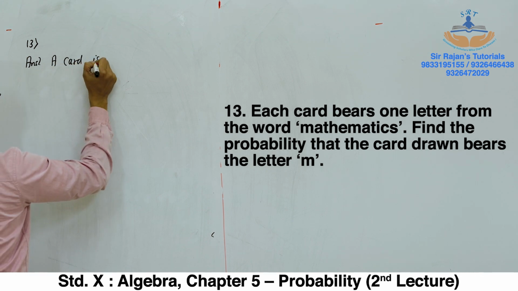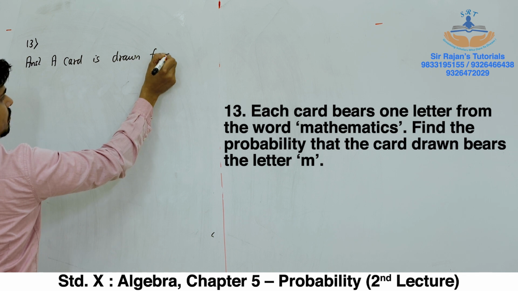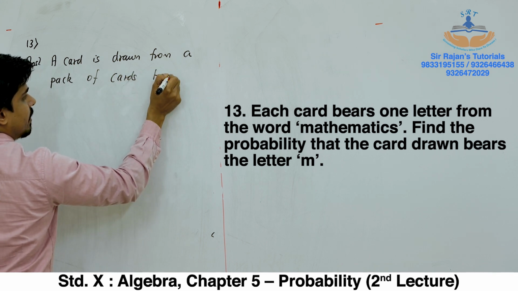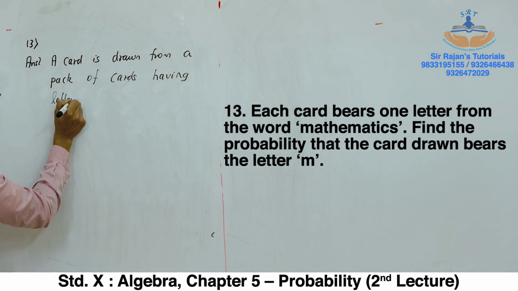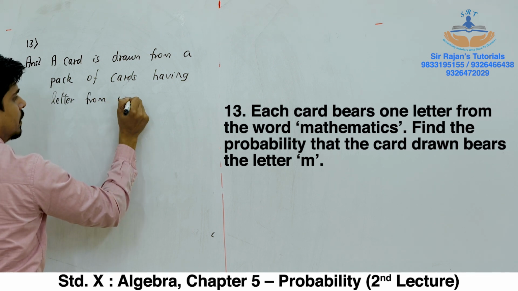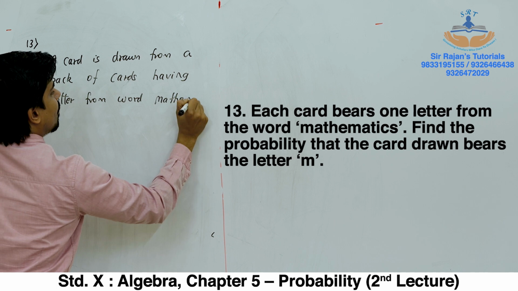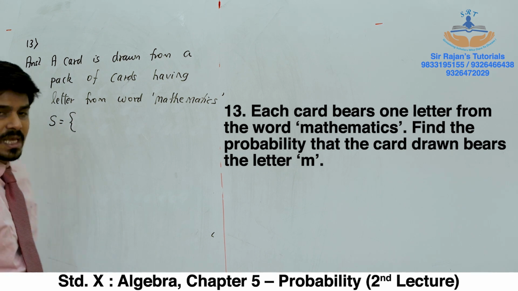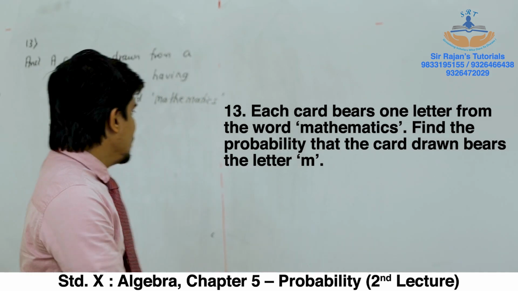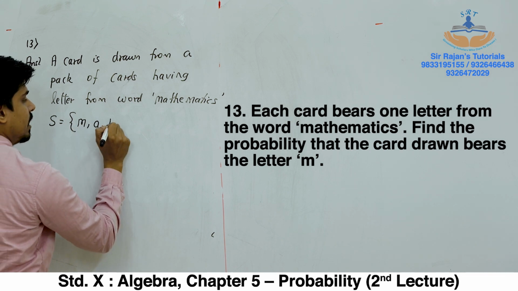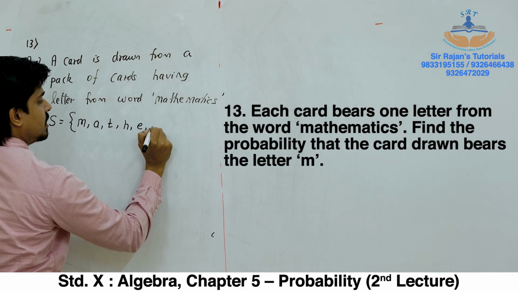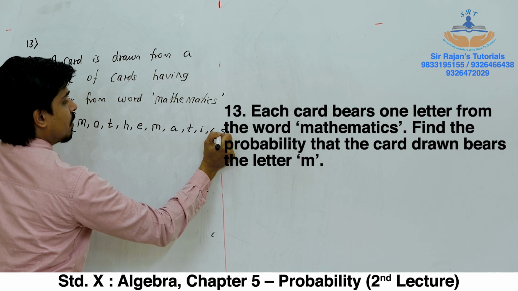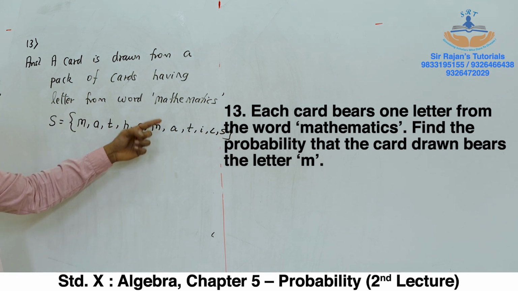A card is drawn from a pack of cards having letter from word mathematics. Okay, so when I write my sample space in this particular case, it will be M, A, T, H, E, M, A, T, I, C, S. Correct? I have taken each and every letter.